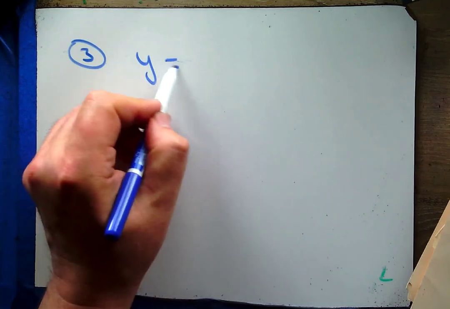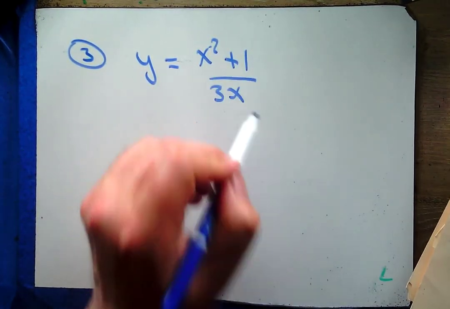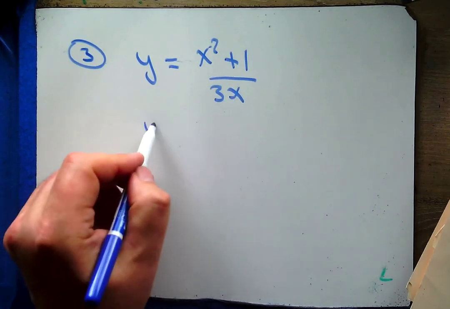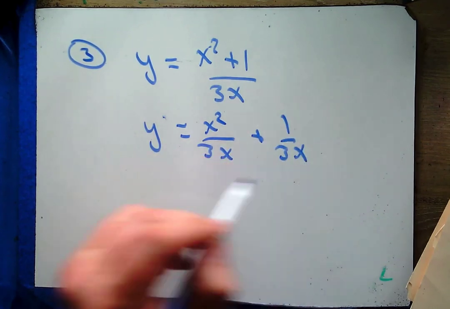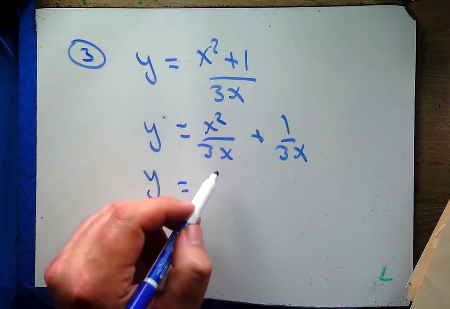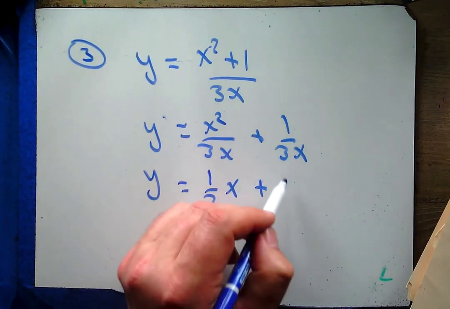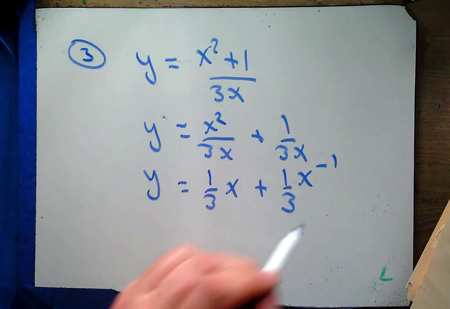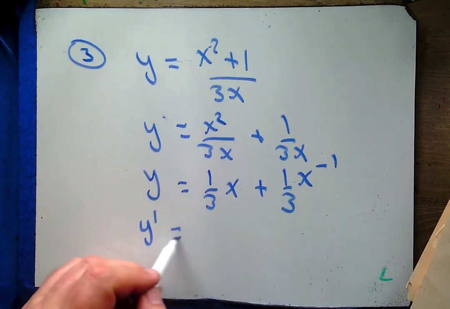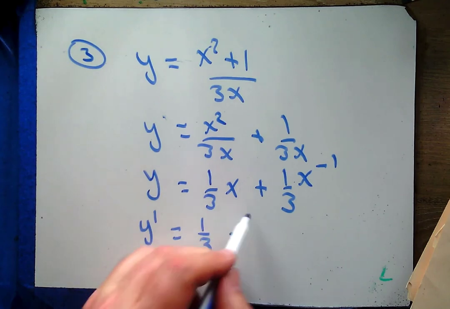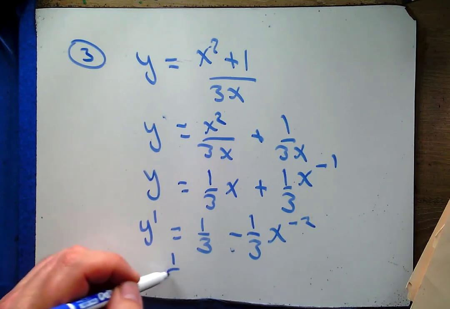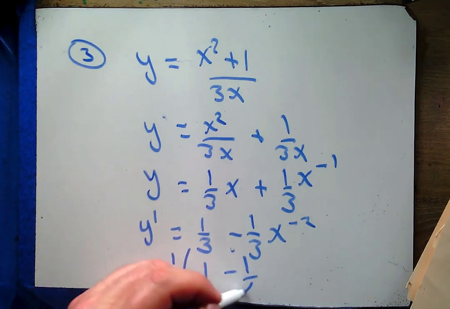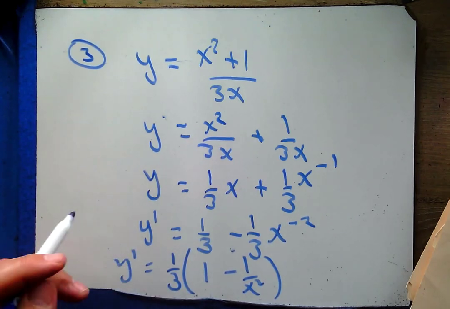You could probably simplify this. y equals (x squared plus 1) over 3x. Again, you've only got one thing on the bottom, so you could consider this as x squared over 3x plus 1 over 3x. I don't know if it's worth it, though. That's one third x plus one third x to the minus 1. So y prime is one third minus one third x to the minus 2, which I can write as one third times (1 minus 1 over x squared). So that's one way to do this problem.